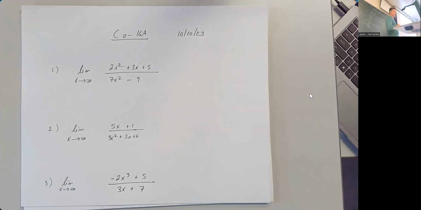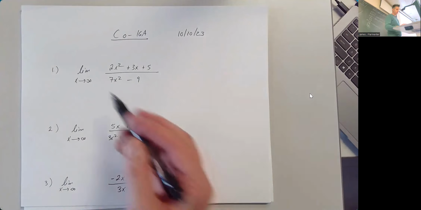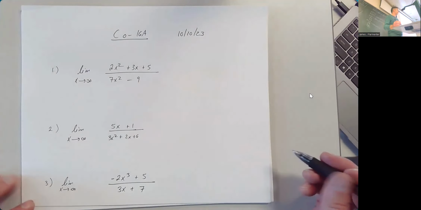So let's look at these limits to infinity. Often when we take a look at the limit to infinity of a rational expression like this, there's a tried and true method for evaluating them, which is to divide everything by the highest power of x that's in the denominator. So here I have an x squared in the denominator, that's my highest power, so I'm going to divide everything by x squared.